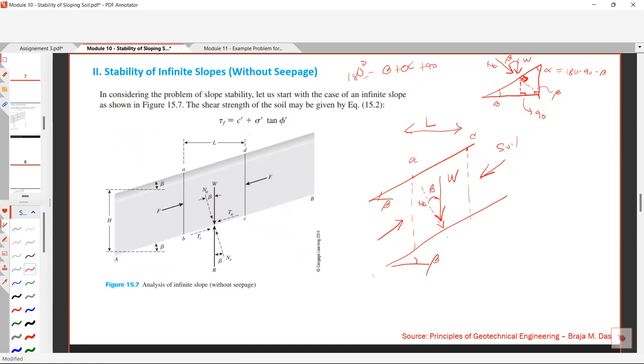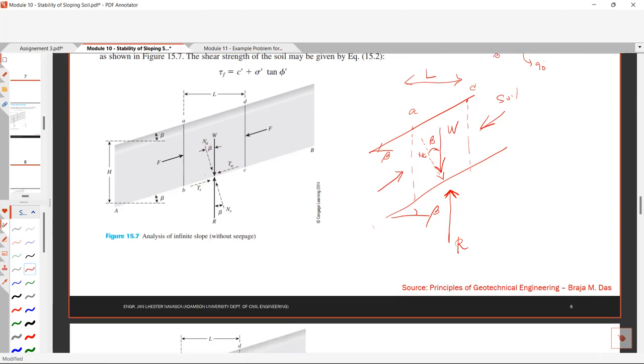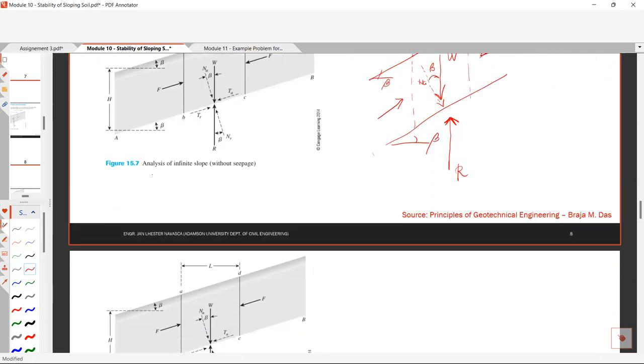Then this W will be counteracted by a resistance R. So this will be your R. Then also a resistance N sub R, which also has an angle of beta with respect to R. Then we have this T sub A, which will be W sine beta, and we have a resistance T sub R to this T sub A. So that will be our free body diagram.